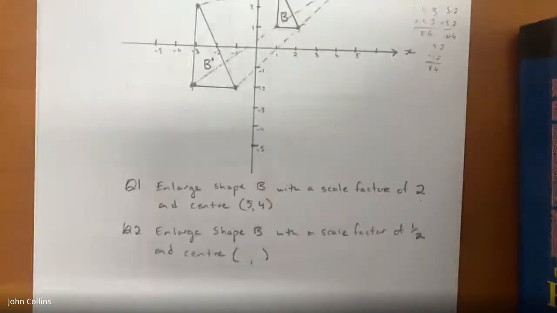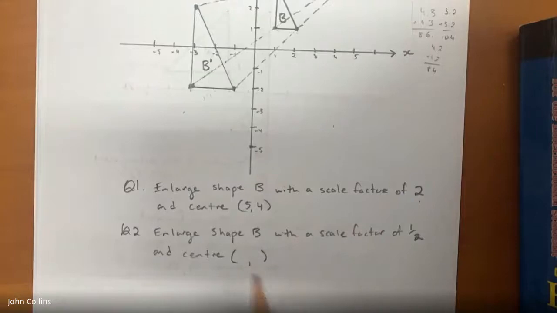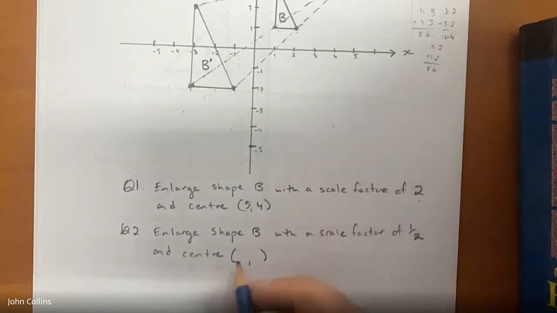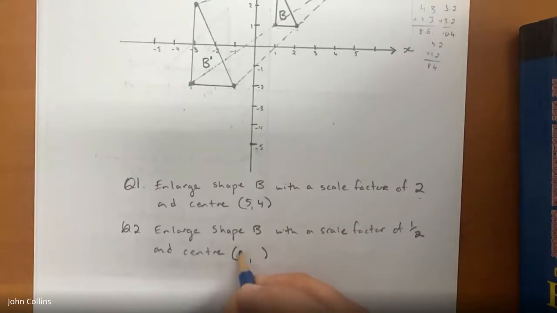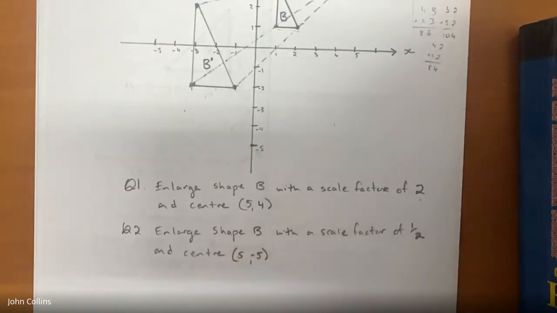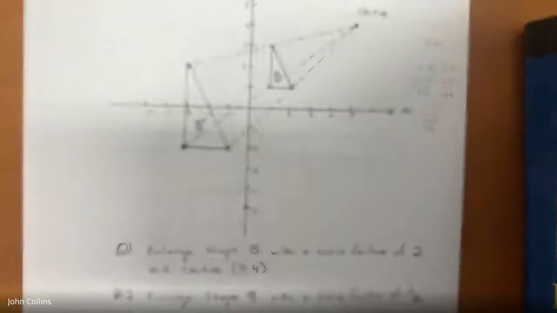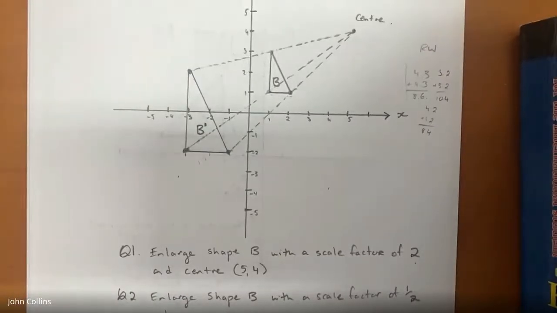Now I'm going to do the second one. The center of the enlargement, I'm trying to make it so it's not going to be too messy. I'm going to put it, let's use this quadrant. So I'm going to put the center down at 5, minus 5. Okay, so the second question. So I'll let you just polish off the first question, and then you can attempt the second question if you want. But I'm going to do it in a second.